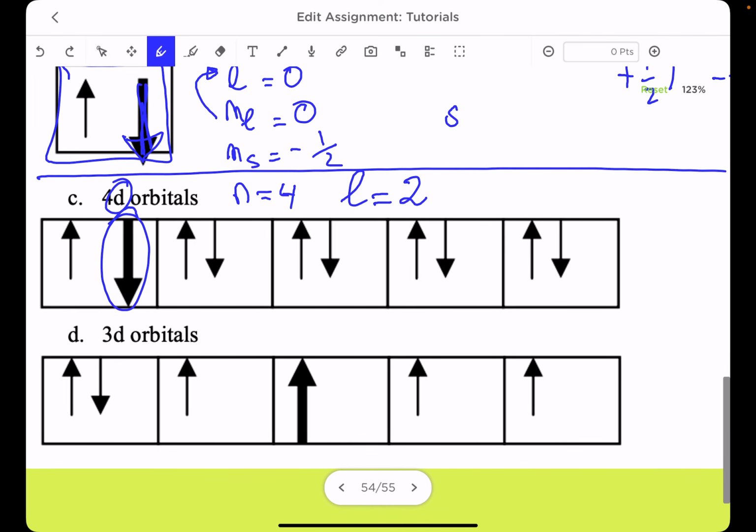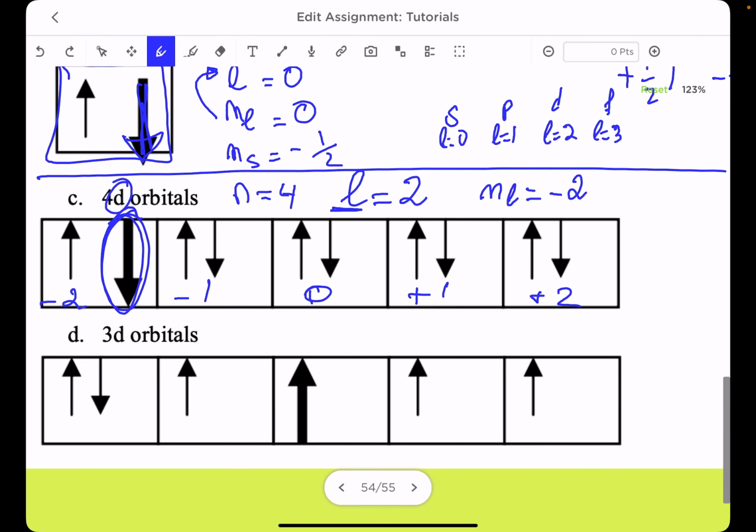So as I said, for S, L is 0. For P, L is 1. For D, L is 2. For F, L is 3. Now the ML depends on the L that you wrote. So you wrote 2. So the ML is going to be from minus 2 to plus 2. Now the electron in bold is in the first box of the L orbitals. So ML over here is specifically negative 2. And the arrow is pointed downward, so it's negative half.